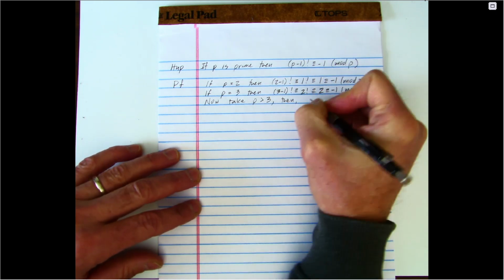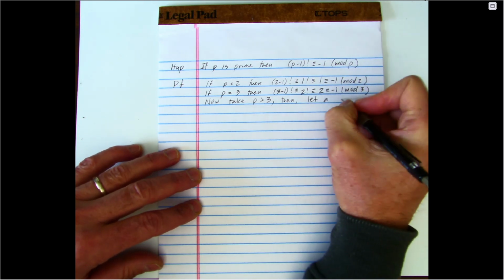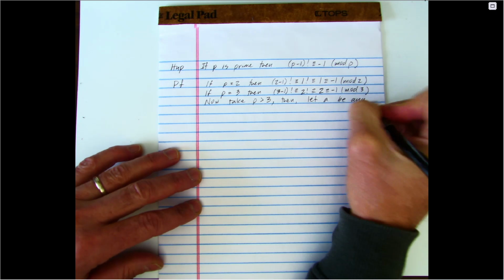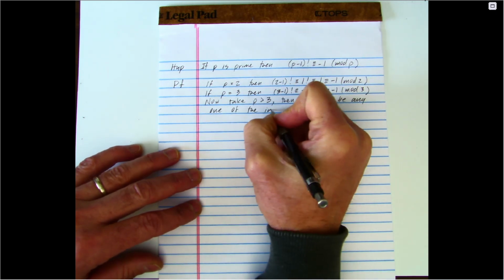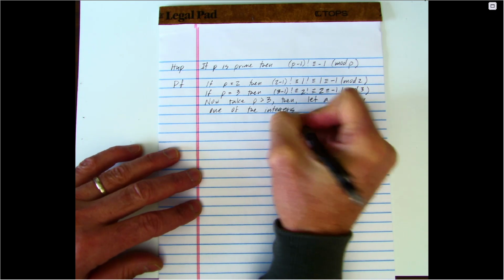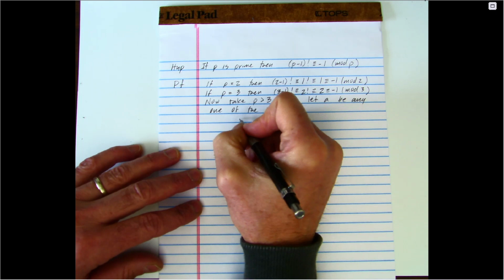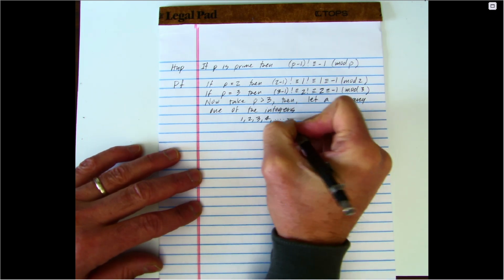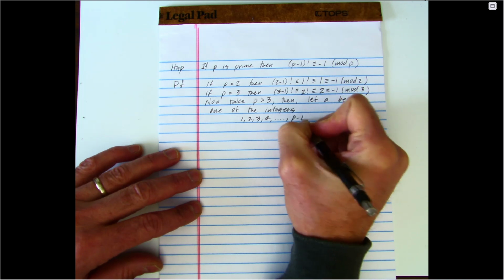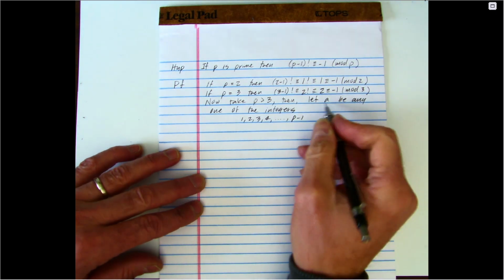Then let a be any one of the integers from 1 to p minus 1. So I'll just put 1, 2, 3, 4, dot, dot, dot, all the way up to p minus 1. So a is chosen from this set.